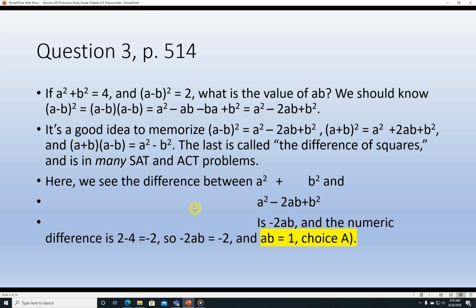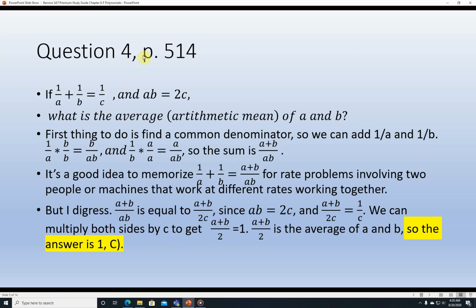Alright, so here we go. Question 4, page 514. If 1 over a plus 1 over b is equal to 1 over c, and ab equals 2c, what is the average (arithmetic mean) of a and b? When I type in formulas, they put it in this font here, so this looks very urgent and italic. What is the average (arithmetic mean) of a and b?